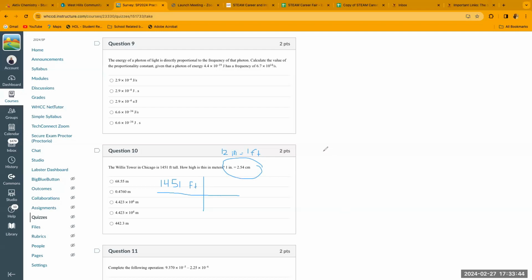So if I want to get rid of X, am I going to multiply it by X or am I going to divide it by X? That's right. We're going to put it on the bottom. So we want to have feet on the bottom. Okay. So we have 1 foot on the bottom, and that means that we're going to have 12 inches on top.